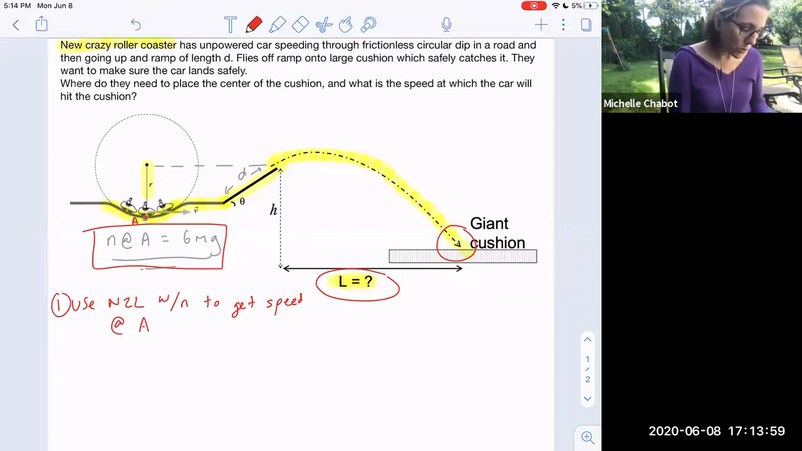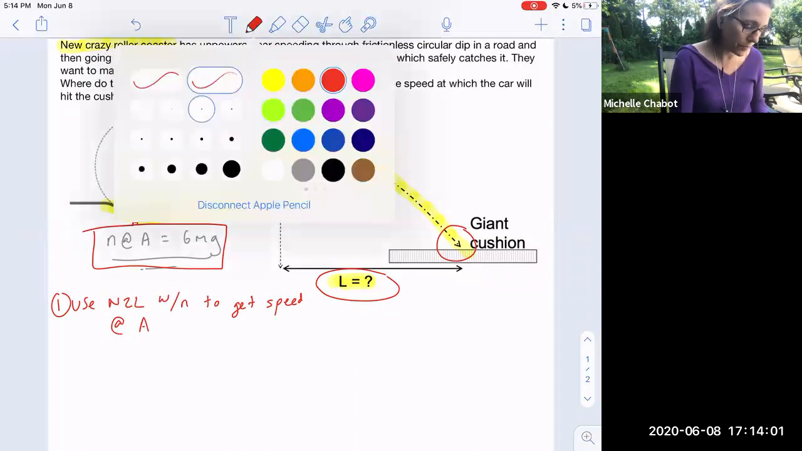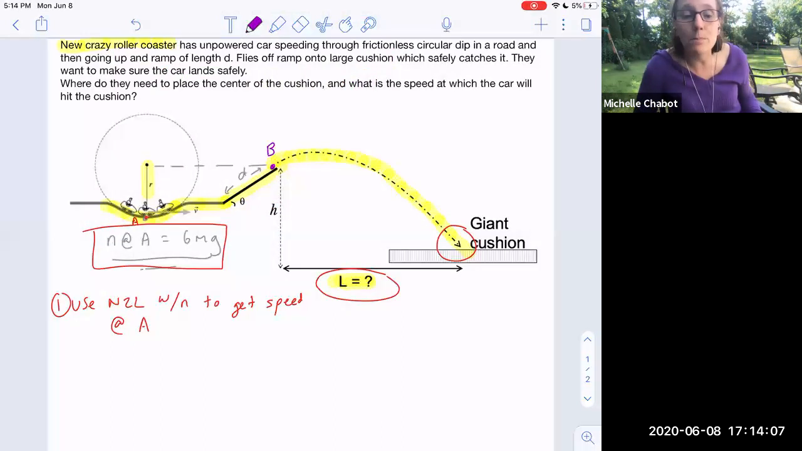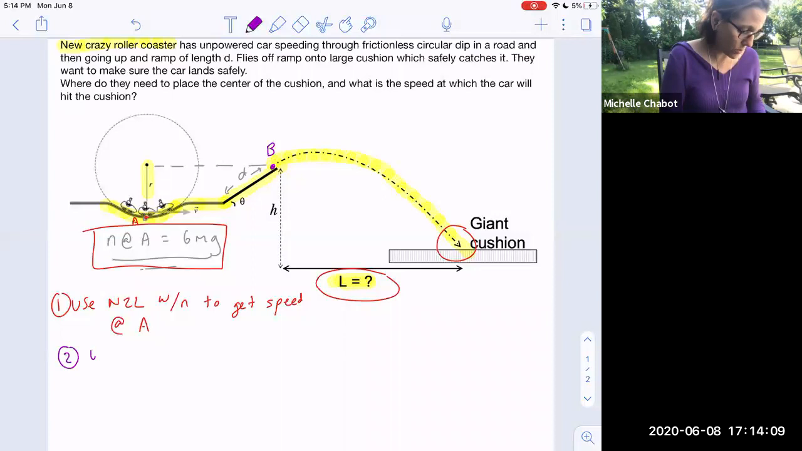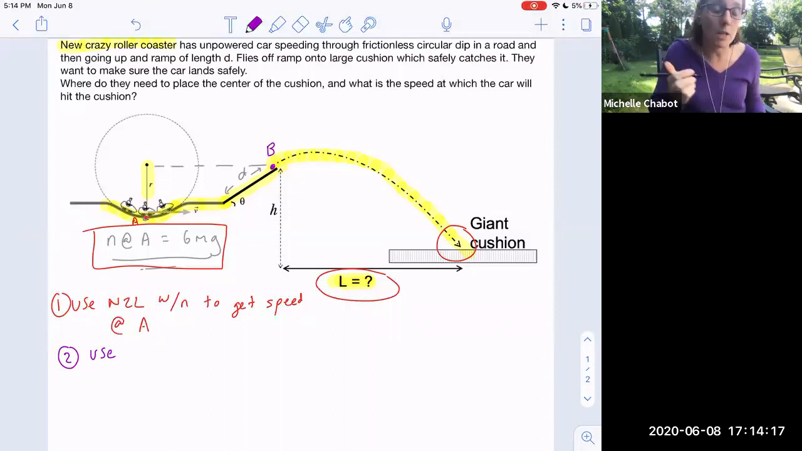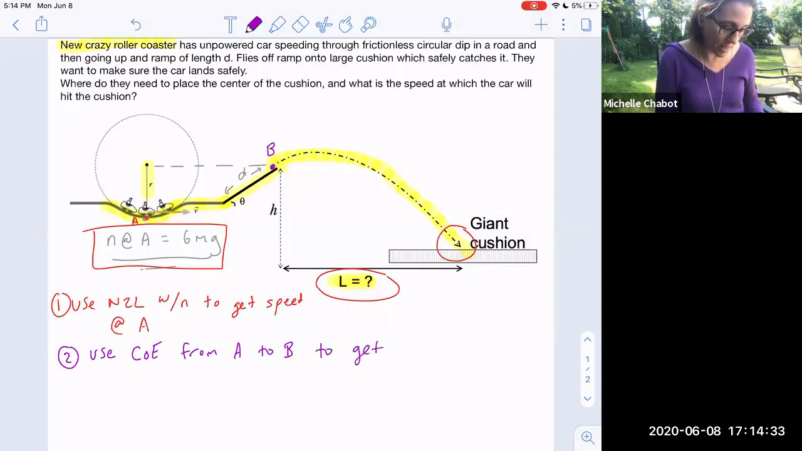Then once we know the speed at point A, then what we're going to do is, and I'm going to label another point here, point B, we're then going to imagine we then have this change in height, and so we need to figure out what's the speed at point B. So again, a change in height is very often a conservation of energy step. So we're going to use conservation of energy from A to B in order to get the speed at point B.